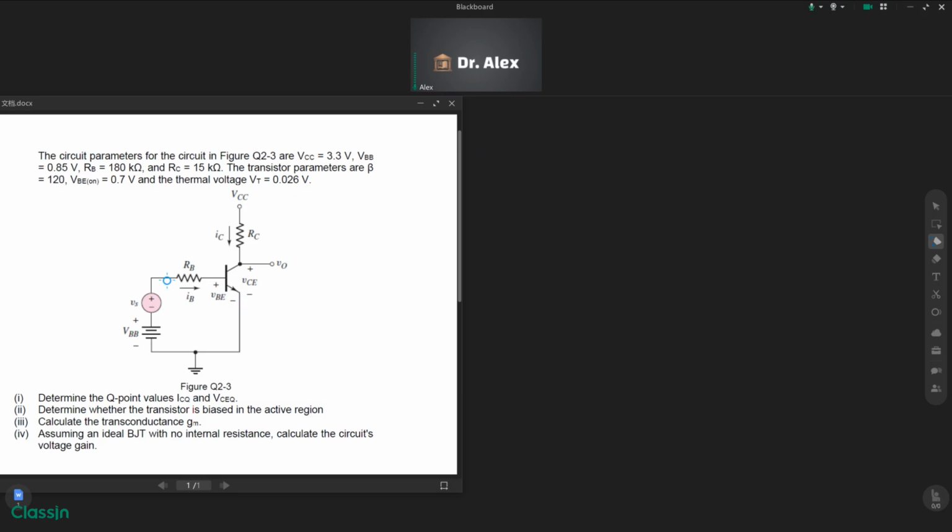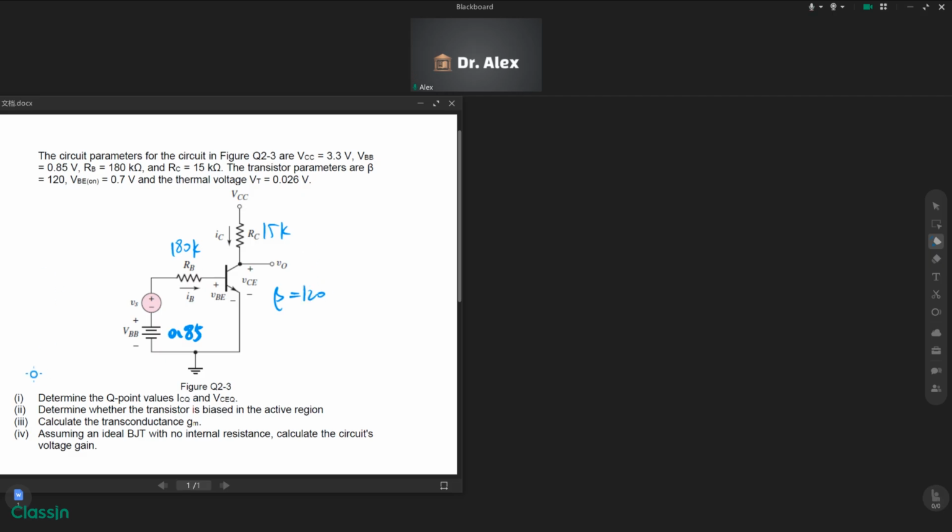As I mentioned previously, it's a good habit to write the values on the diagram, so it makes our solution much easier. RB is 180 kilo ohm, RC is 15 kilo ohm, and beta equals 120.